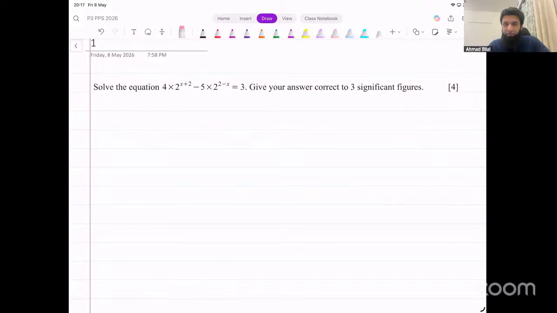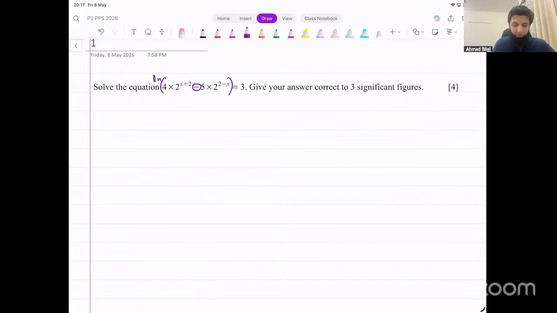Generally, in such questions, since x is in the power, we generally take log on both sides so that x comes down, right? But in this case, the problem is we have this minus sign in the middle. So taking log on both sides is not going to help because we will end up getting minus inside the log, and there's no way to simplify that. So what do we do in such problems?